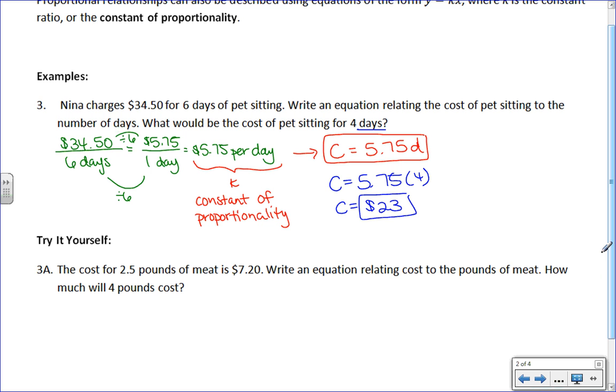Alright, and then 3A here is for you to try on your own. So go ahead and pause the video, work through the problem, and when you're ready to check your answer, go ahead and hit play to restart the video and you can check and see how you did.